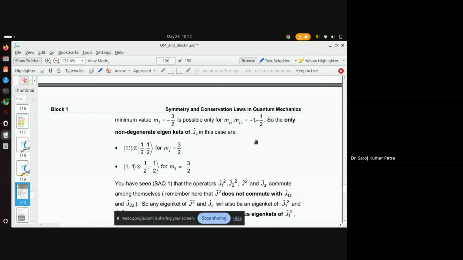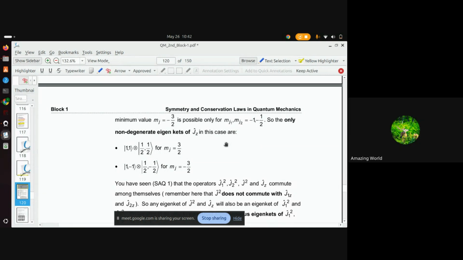ठीक है. Is it clear up to this point? Yes. Okay.